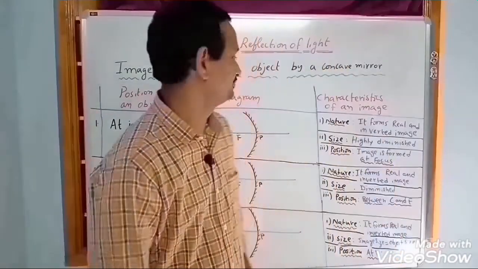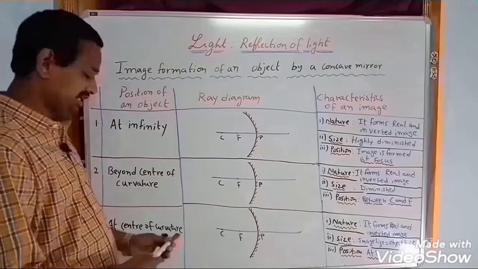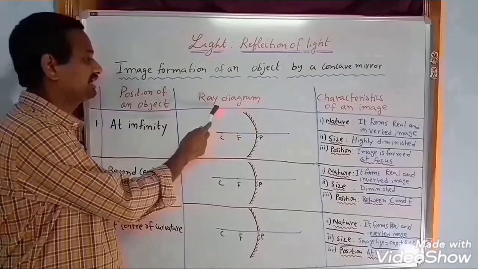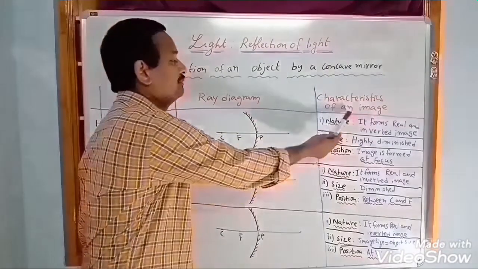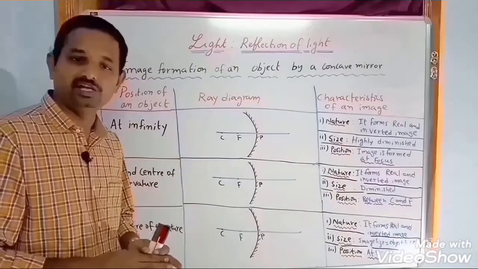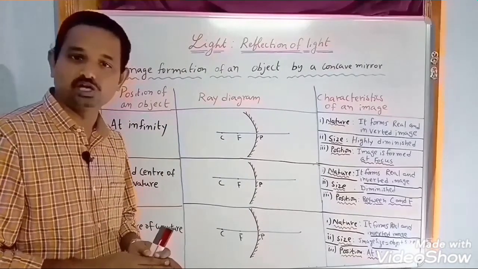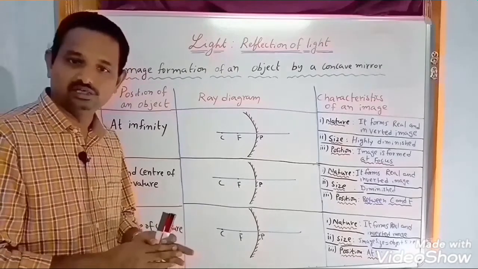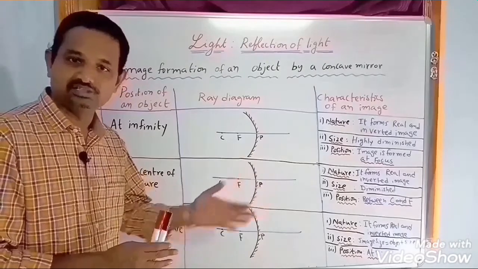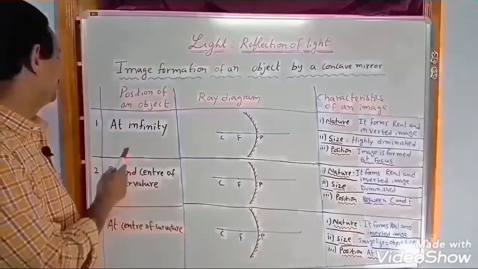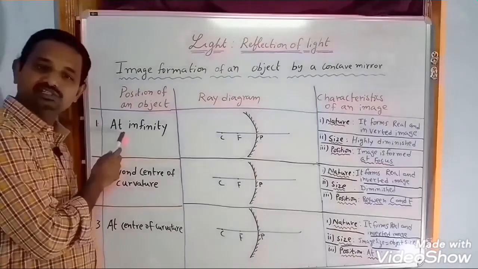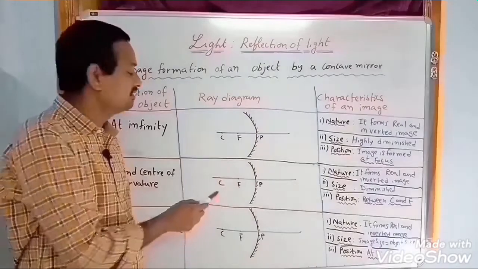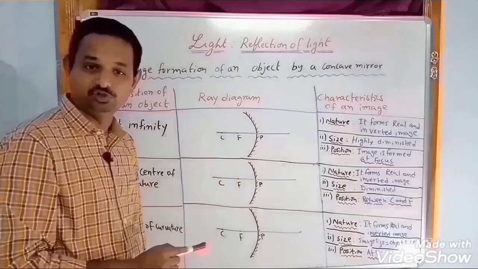Look here, students. Here we have three columns. First one, position of an object. Next one, ray diagram. Next one, characteristics of an image. When we take an object at infinity, it means objects like distant trees, buildings, etc. First one, when the object is at infinity, how does the concave mirror form the image? Where it forms the image, that we should know.